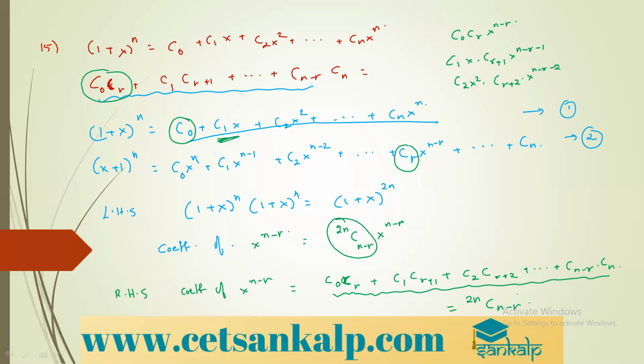Equating coefficient of x power n minus r on both sides, I will have 2nC n minus r. But this I have to simplify because this is not there in the option. 2n factorial by n minus r factorial, 2n minus n, that is n plus r factorial. This is there in the option. So I can keep the answer like this.